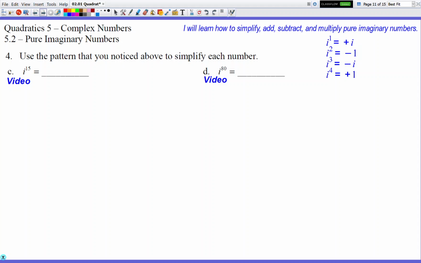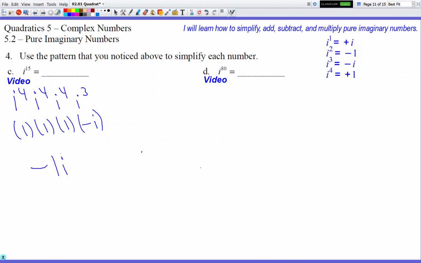i to the 15. So let's see, how many i to the 4ths make an i to the 15? So we got 4 so far, we got 8, we got 12, and 3 more, that makes 15. Okay, so that's going to go 1 times 1 times 1, and i to the 3rd is negative i. So let's multiply everybody together, and I get negative 1i. Okay, last one.